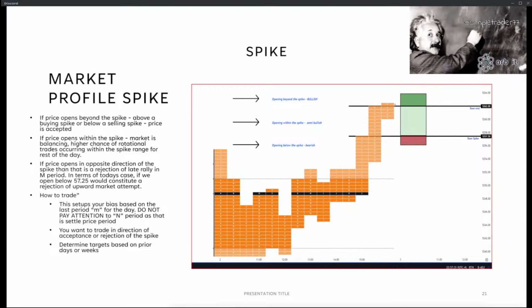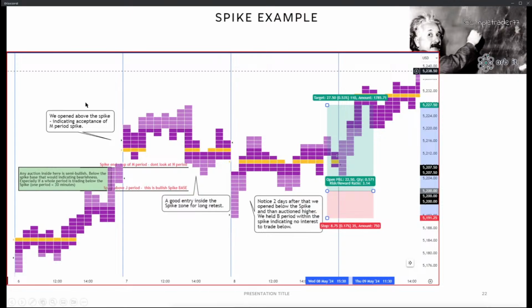Got it. Thank you. Okay, so here's the spike kind of that we talked about. So this is a different example. Again, I'm giving you the base and then the end. And we open above the spike indicating acceptance of the period, right? And then they came back to this zone. That typically is also a good buy zone, as long as they spend a lot of time here, and you can catch a few points off of that as well.